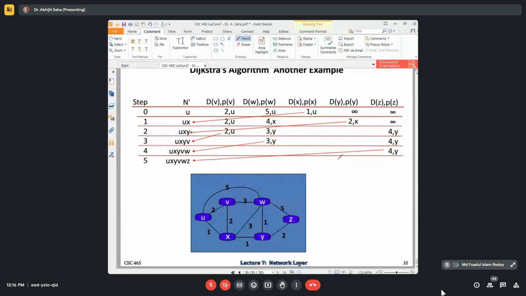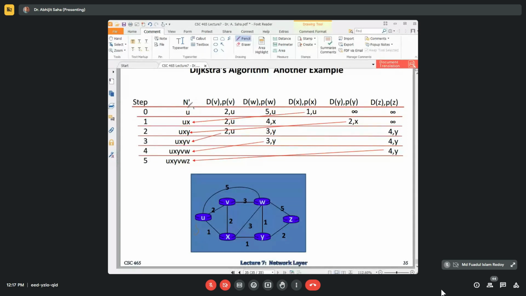Here you can see we have the source u, and from u we would like to find the least cost path to every other node. We have 5 nodes here: v, w, x, y, z. So for each of the nodes we are going to have d and p. So dv, pv for v; dw, pw for w; dx, px for x; dy, py for y; and for z it is dz, pz.